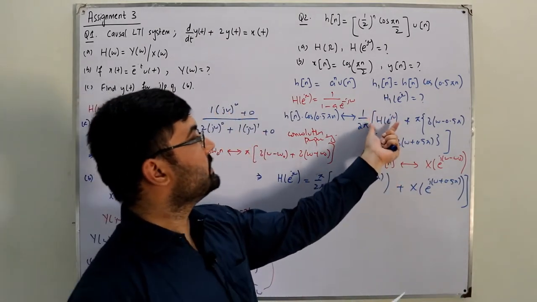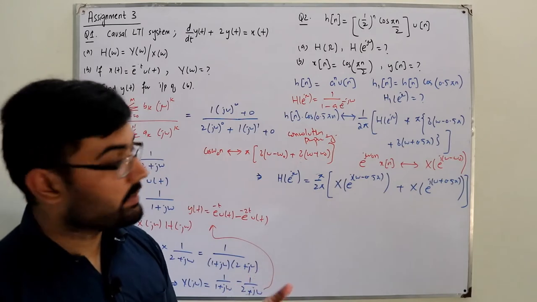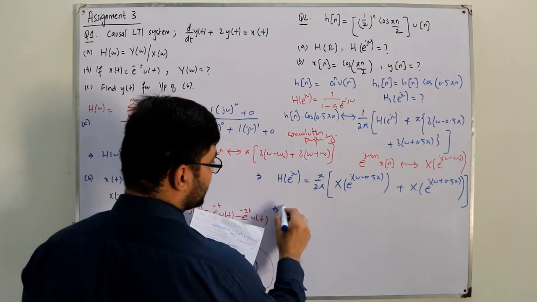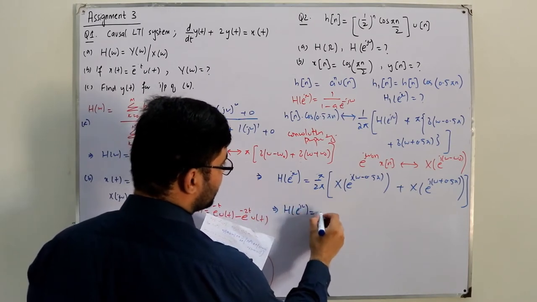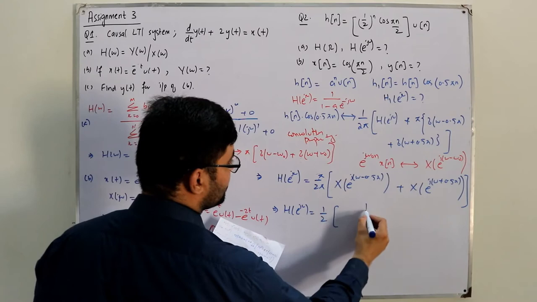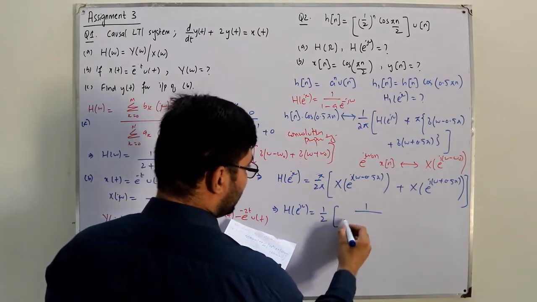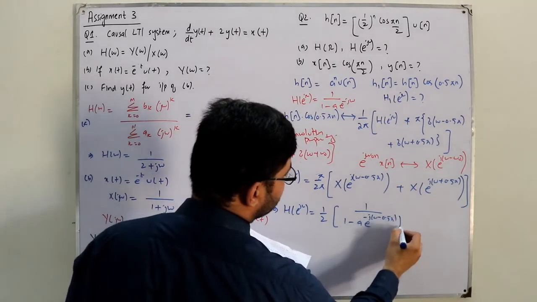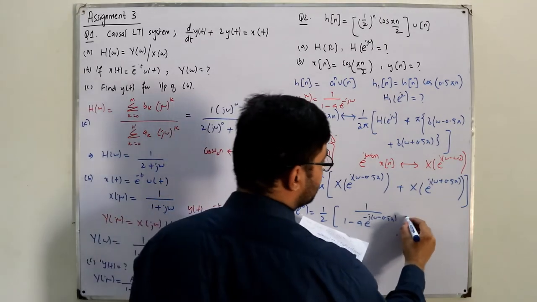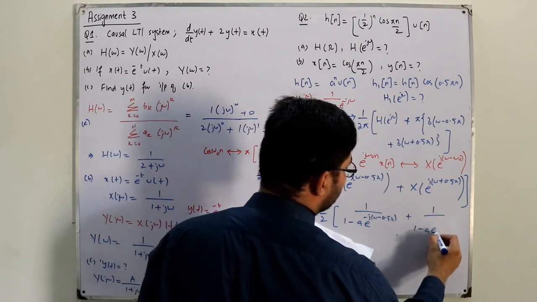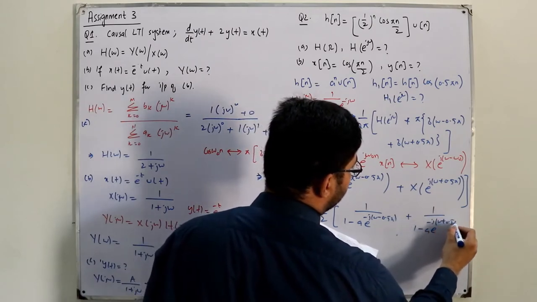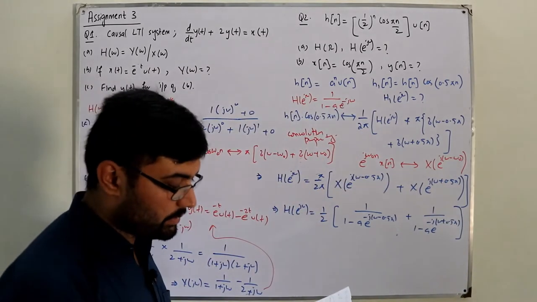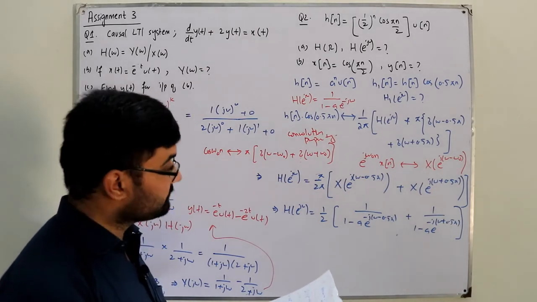You know, this is this. So we would put the values. So what do I have? This implies that my H(e^{jω}) would come out to be 1 over 2, and this would be 1 over 1 minus a e^{−j(ω−0.5π)}, and then plus this thing also, plus 1 upon 1 minus a e^{−j(ω+0.5π)}. And I hope you have understood it.